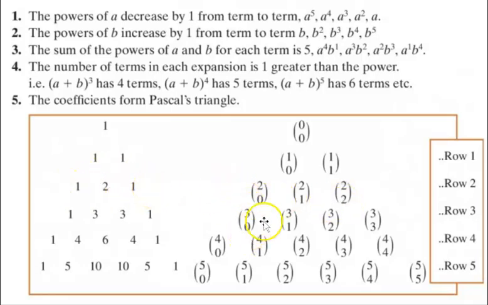Then we have 3 choose 0, 3 choose 1, 3 choose 2, 3 choose 3, which gives us 1, 3, 3, and 1. Then we have 4 choose 0, 4 choose 1, 4 choose 2, 4 choose 3, 4 choose 4, which gives us 1, 4, 6, 4, 1. Then we have 5 choose 0 up to 5 choose 5, which gives us 1, 5, 10, 10, 5, and 1.